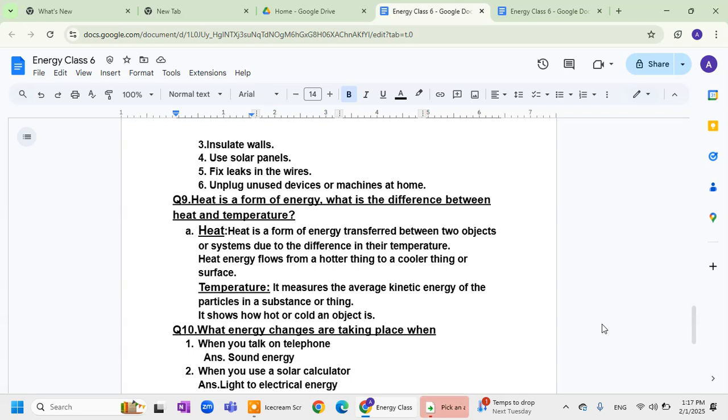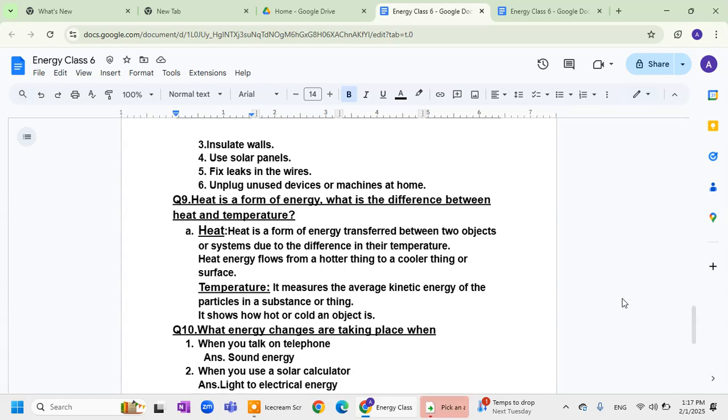So let's consider heat. Heat is a form of energy which is transferred between two objects or systems due to the difference in their temperature. Heat energy flows from a hotter thing to a colder thing, or from a hotter space to a cooler place or surface. Temperature measures the average kinetic energy of the particles or atoms in a substance or thing. It shows how hot or cold an object is.